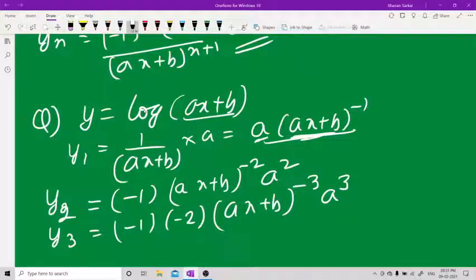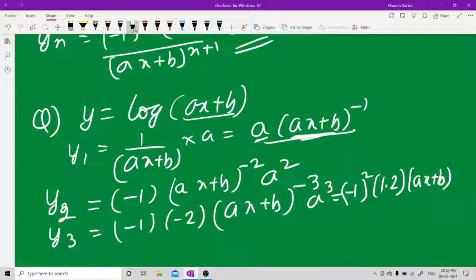So this can be written as minus 1 squared, 1 into 2, ax plus b. Wait a minute, let me write it somewhere here. This is a cube. Now write it: minus 1 to the power of 2, 1 into 2, and then you have ax plus b to the power of minus 3, a cube.